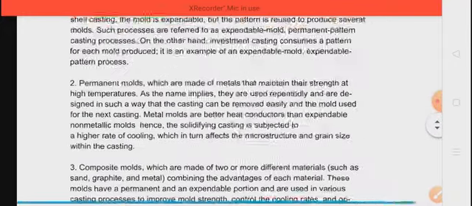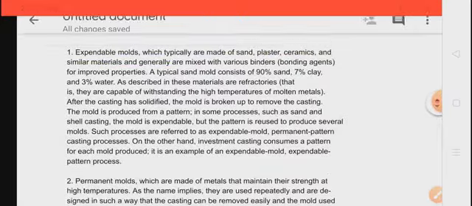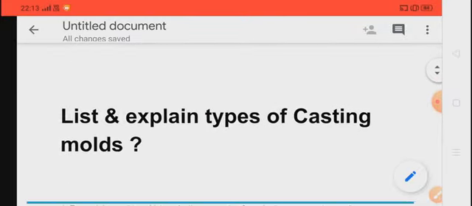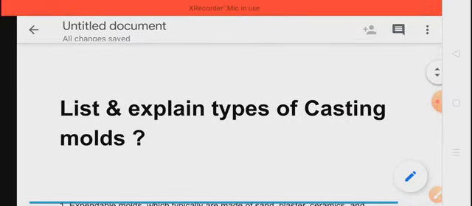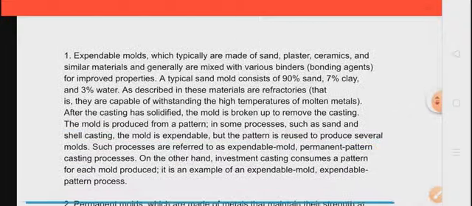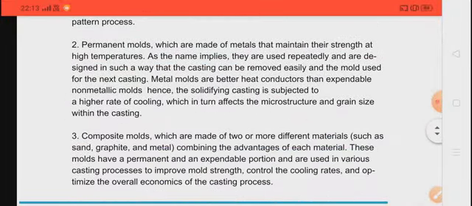So in the university examination, if the question comes to list and explain types of casting molds, you can easily write from this and get the full marks.